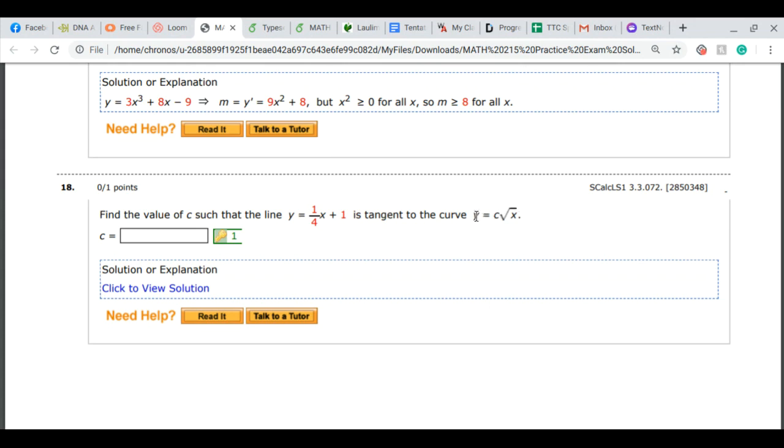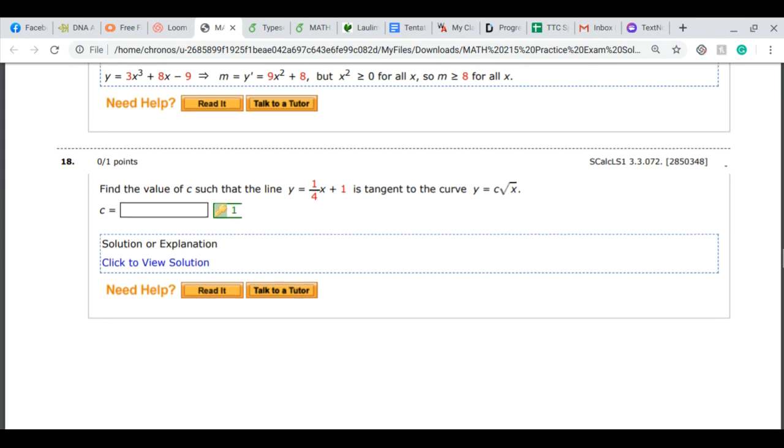What happens when you plug in here? You get y is equal to c times square root of c. When you plug in c here, you get 1 fourth c plus 1. And 1 fourth c plus 1, let's see. Because if we plug in c equal to 1, we should get 5 fourths. I'll come back to that.